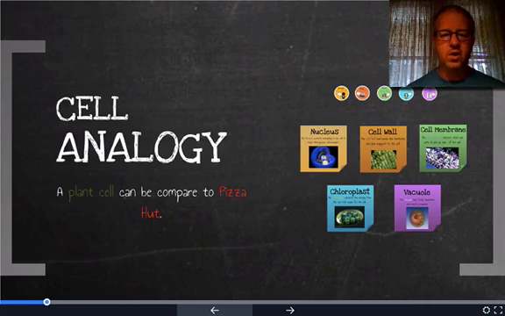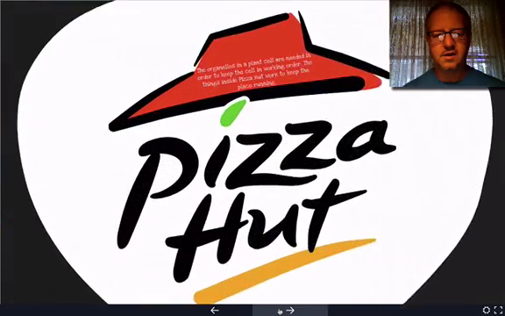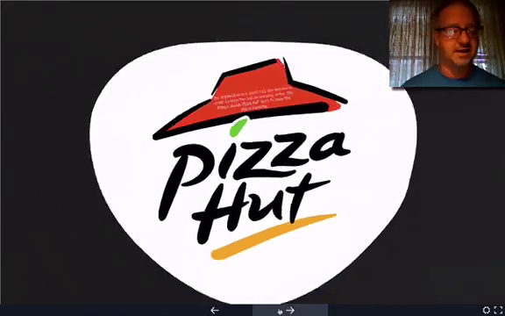Okay, so we're going to use a little analogy today, and we're going to compare the plant cell to Pizza Hut. Yes, it can be done. So the organelles inside of a plant cell are needed to keep the cell working and functioning correctly, and the things inside of a Pizza Hut work to keep that place running too.